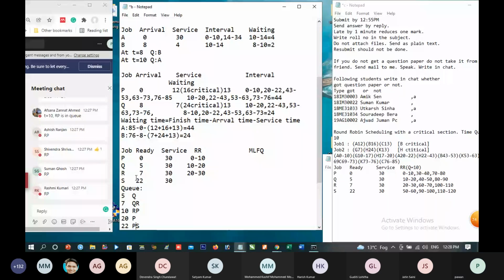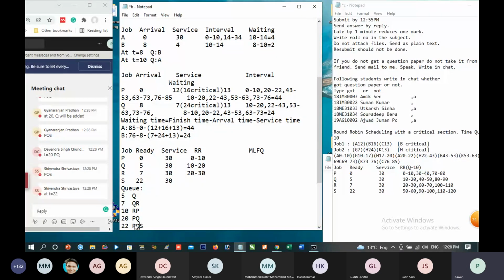Yes, that is correct. I have made some mistake. At time t equal to 10, R and P are in the queue. And R is taken out and Q is put at the back. Yes. Q has been put at the back. So here also Q comes. So it will be coming in this manner. Fine. Now, you try to complete it. Is it correct? You try to complete it.